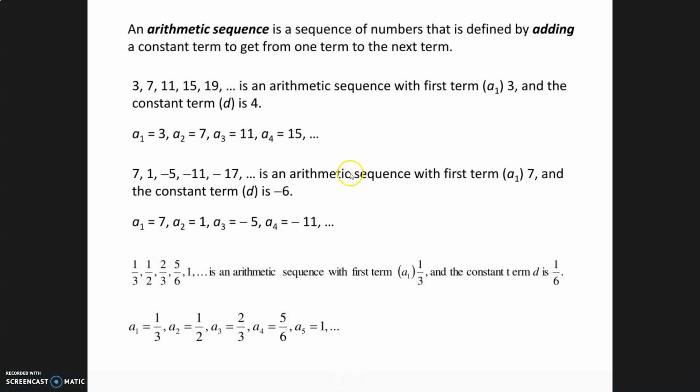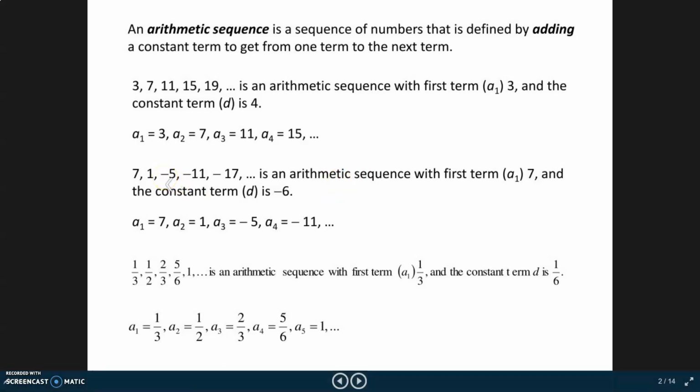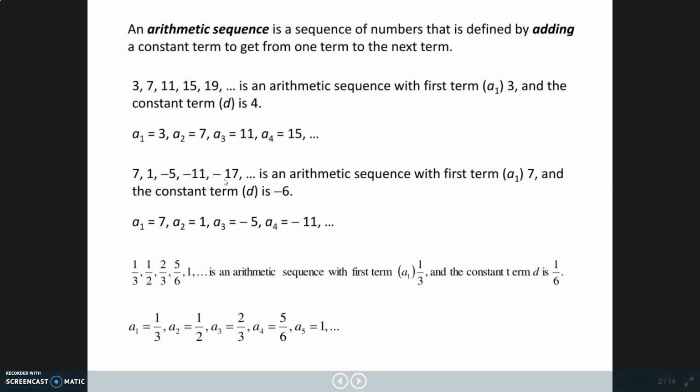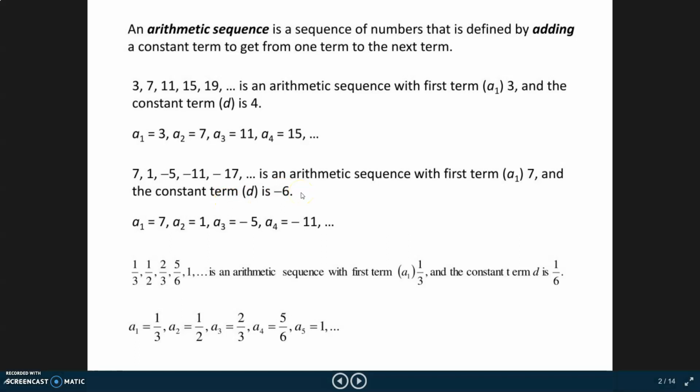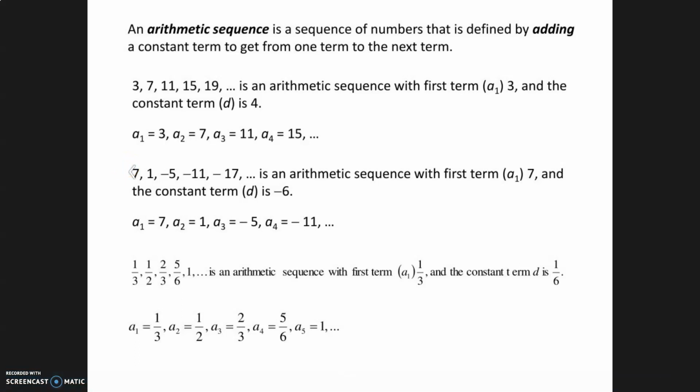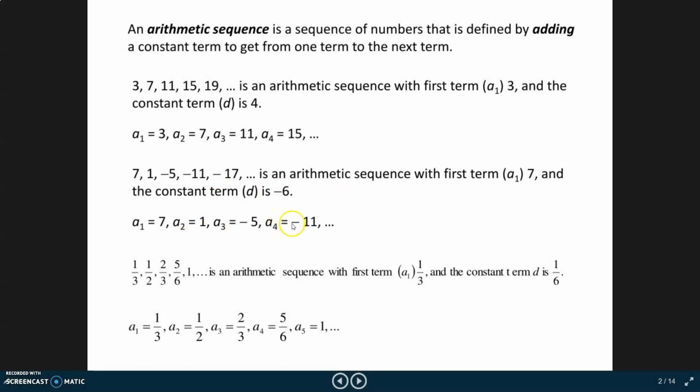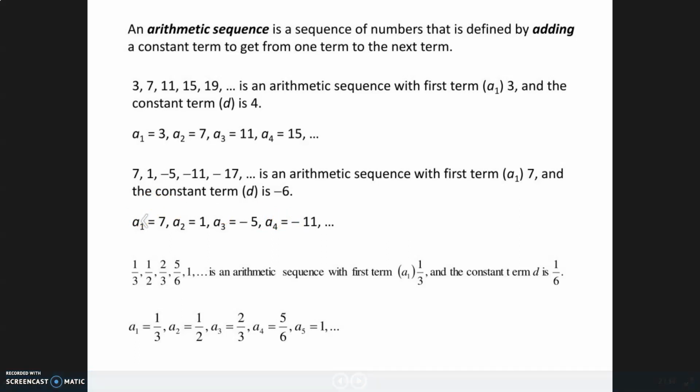So next quick example, 7, 1, -5, -11, so on and so forth. Still an arithmetic sequence because even though we're only seeing 5 terms, the pattern is evident that every single term you're subtracting by 6. So the common difference is -6. And again, our first term, A1, is 7. A1 is going to be very important for a lot of our formulas, you might recall. The rest of the terms might be asked for, but the first term is really what's going to set the tone for a lot of our future terms.